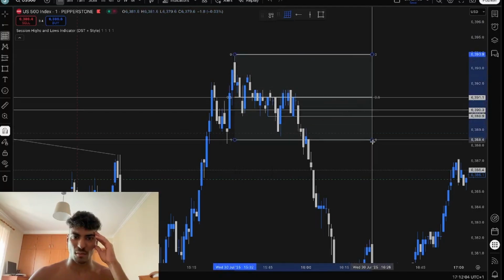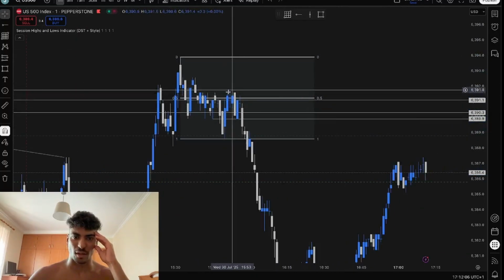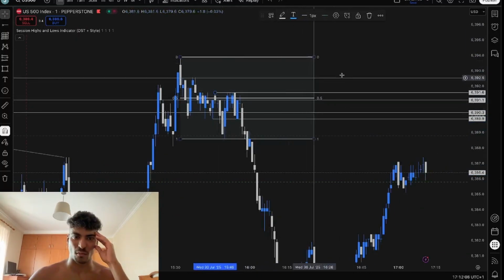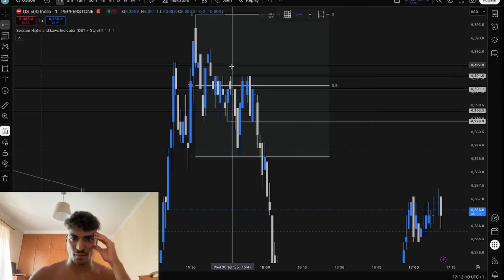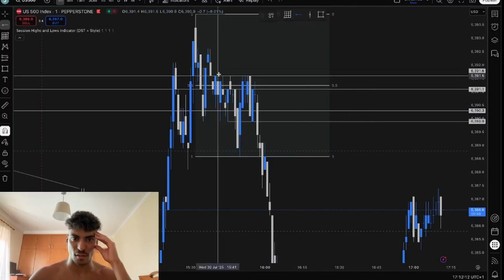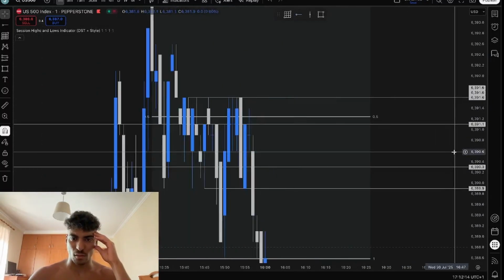Then I see maybe, yeah. Then we get back to equilibrium. Do we sweep out these highs? Because these are like triple equal highs. Do we sweep them out?